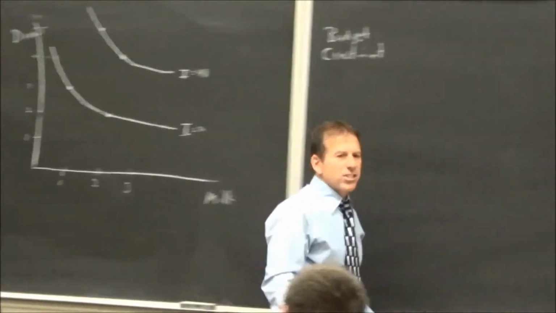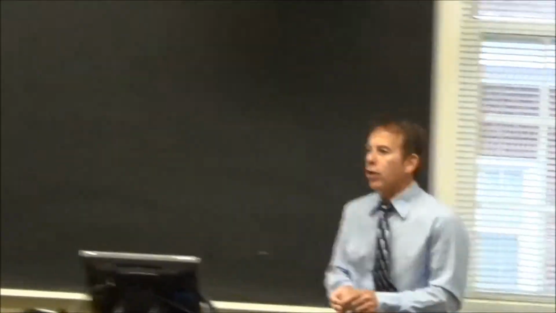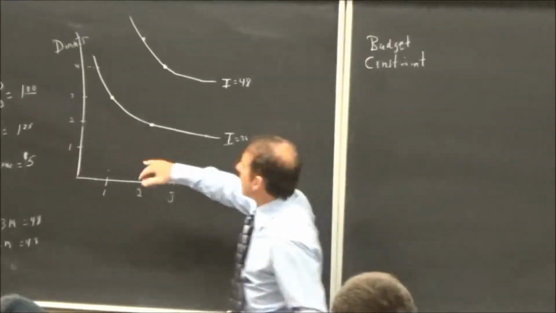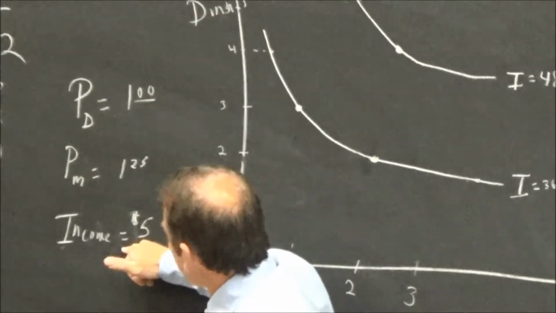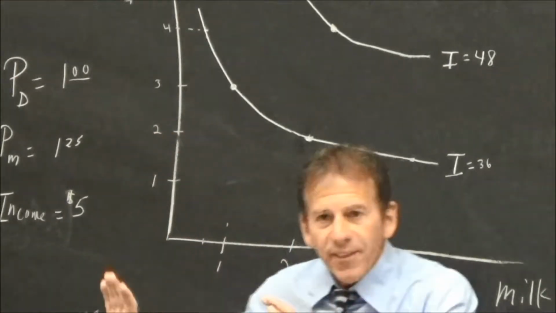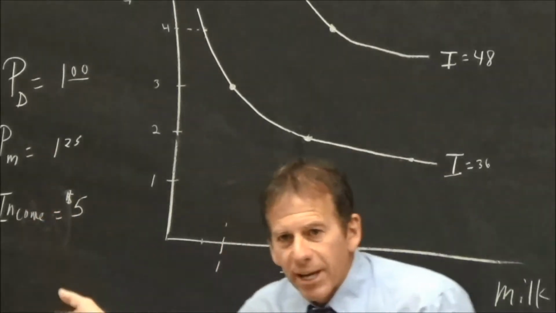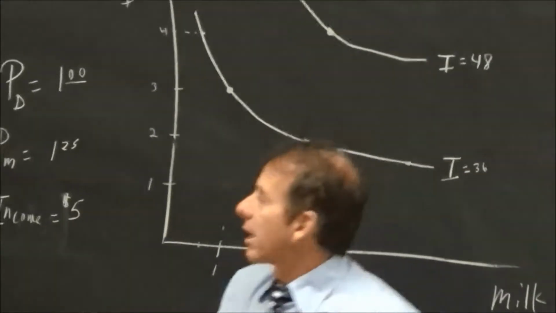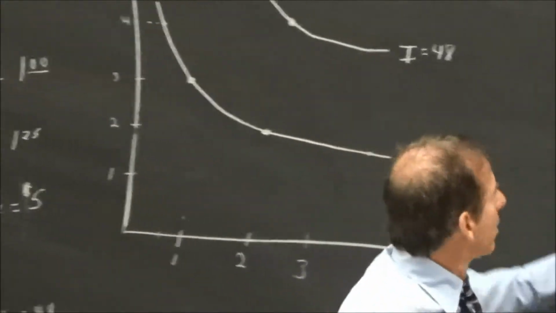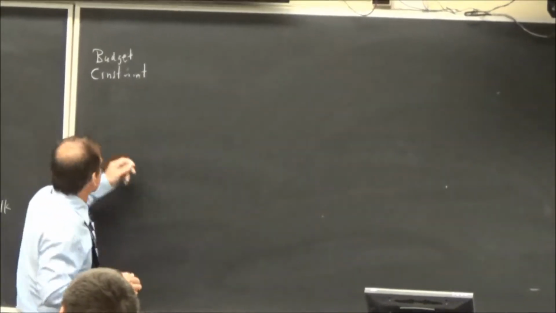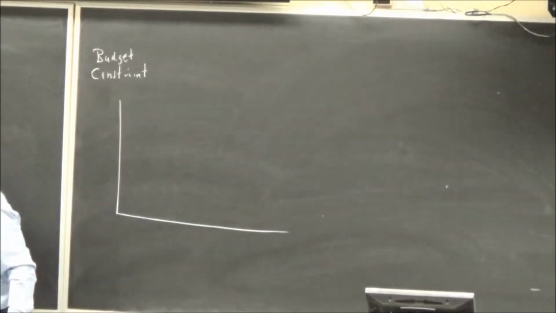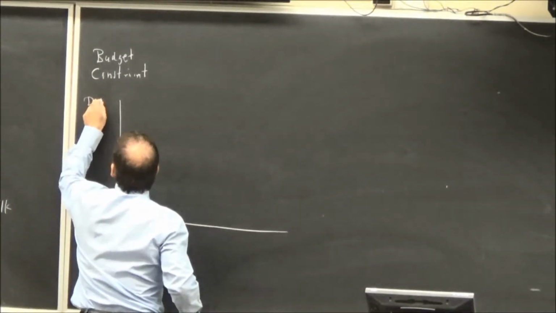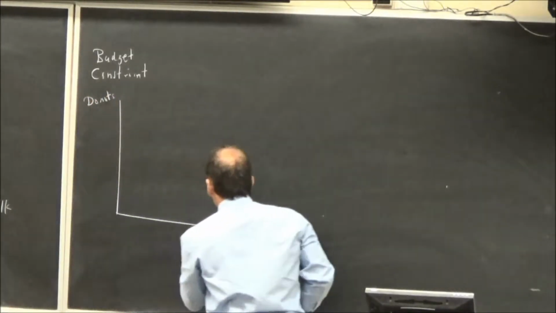So that's all the information that you need to have a budget constraint. You have the price of the 2 goods that we're looking at: donuts are costing $1, milk is costing $1.25, and income is $5. Given that information, we can determine our budget constraint, and then we can figure out what we're going to buy with our money. Okay, so let's take a look at what a budget constraint is. We have the same graph that we had here. We're going to put donuts on this axis and milk on this axis.